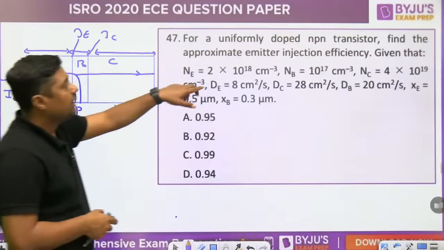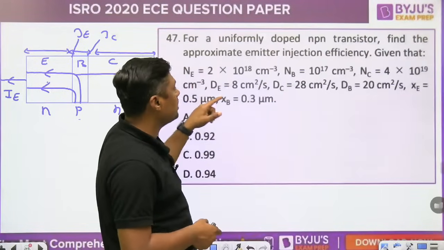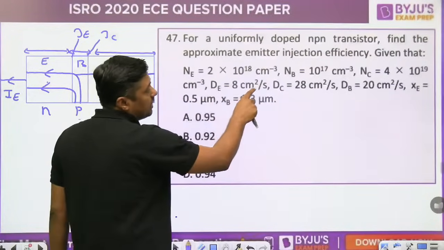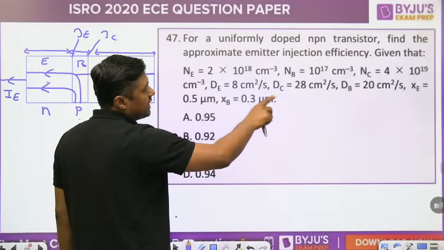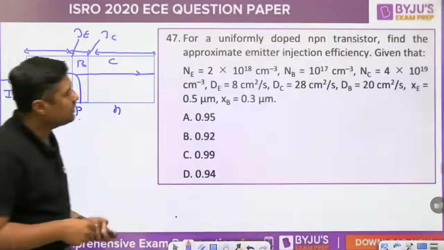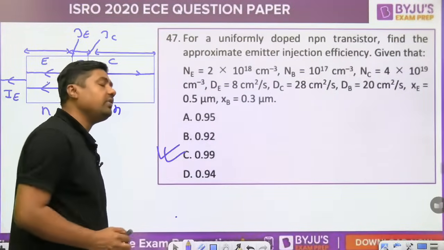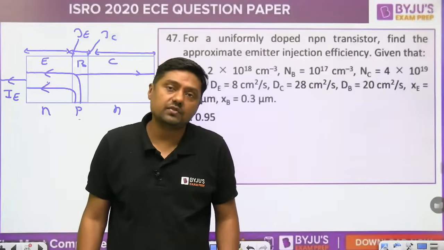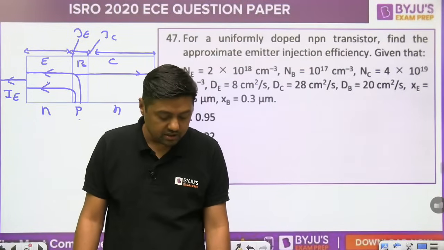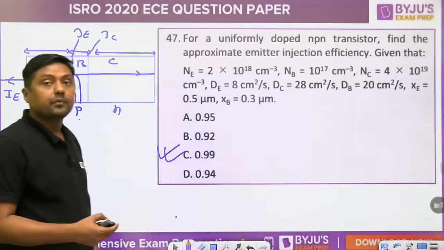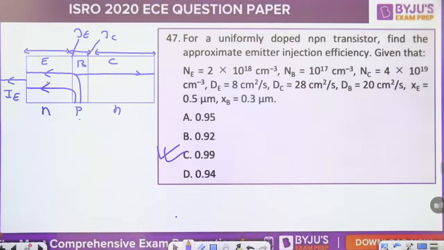So everything is given here. NE, the concentration of the emitter, is given, the concentration of the base is given, the concentration of the collector is given, but that is not required. The diffusion constants for the collector region, base region, and emitter region are given, XC is given, XB is given. You have to use XC and XB in the given question. That is a formula based question, and you can find the efficiency around 0.99. That is a very, very high efficiency, guys. Nearly equal to 1, the nearly ideal condition. You are getting a very high efficiency in that case. So please use this formula to solve this particular question.